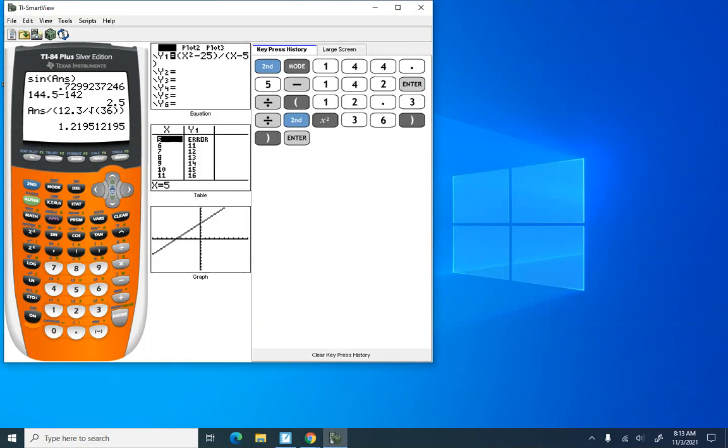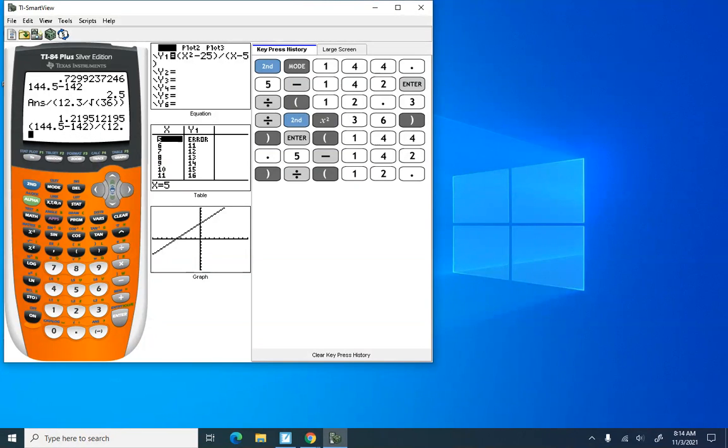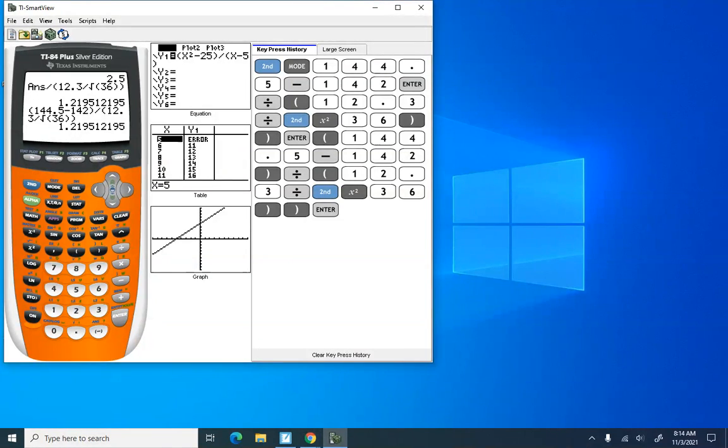You can also quantify the top and bottom. Quantity 144.5 minus 142, divided by the quantity of the 12.3 divided by square root of 36. We get our 1.22.